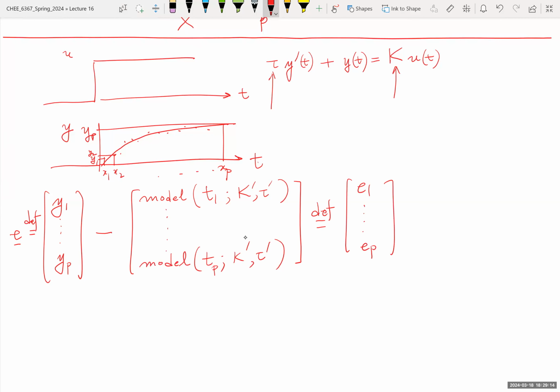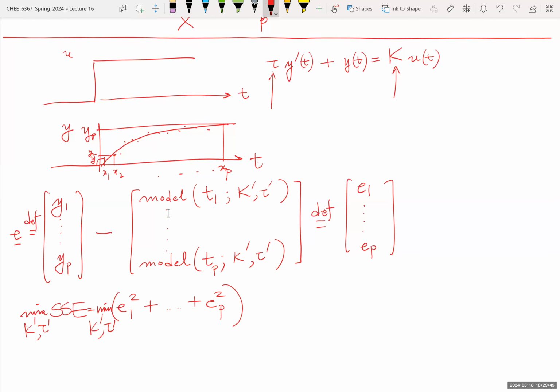And then I try to minimize the sum of the squared errors. Let me write it explicitly. So the sum of the squared errors is E1 squared plus ... plus EP squared. This is what I try to minimize, by selecting values for k and tau. K and tau, right?